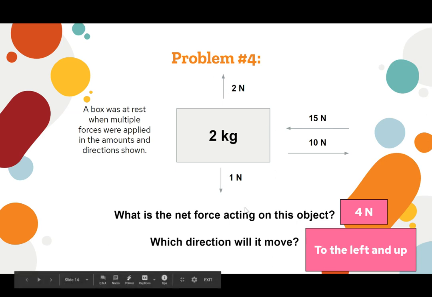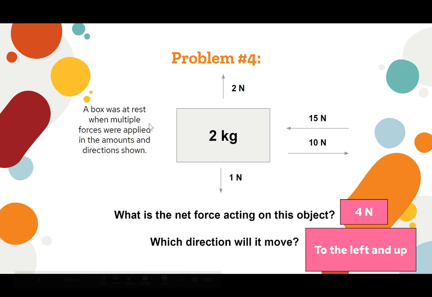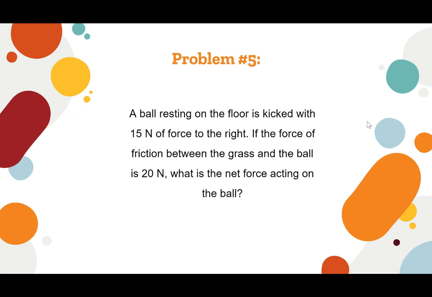And then it will move to the left and up, because the 15 newtons moving to the left was bigger than 10, and 2 newtons was bigger than 1, and it was moving up. Tricky, but not impossible. Our last problem is just a word problem. It will help you if you write this down and draw it out the way that the previous problems had a picture to go with them.